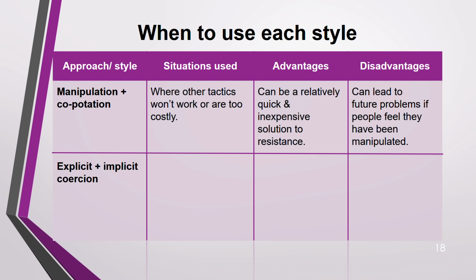Okay. Disadvantages: in the future when they come to know that they were being manipulated, it can lead to a bigger problem, right? Explicit and implicit correction.